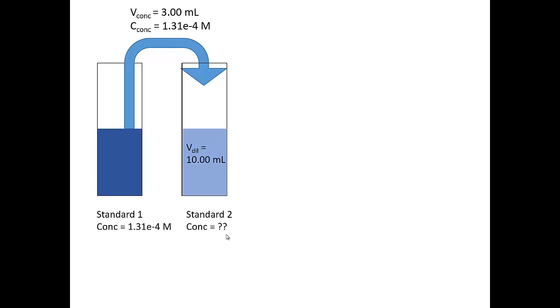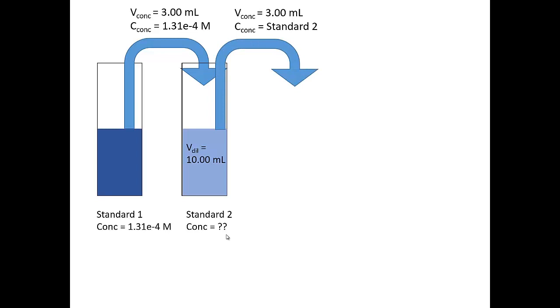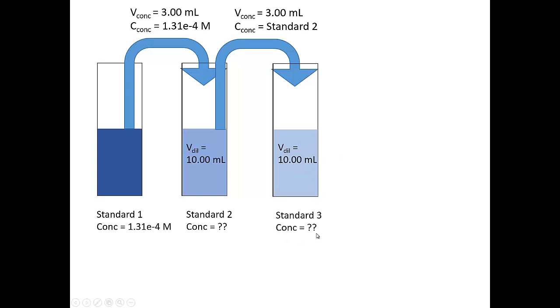But what if I then take some of standard 2 and dilute that? And this is where the serial part comes in. So if I then take 3 milliliters of this, I know what this concentration is because I just calculated it, and I dissolve it up to 10 milliliters. Can I calculate the concentration of my new standard? And of course I can, right? Because I have a volume, I have a concentration that I calculated here, I have a new volume, and so I can then calculate my concentration for standard 3. And of course you can just keep going, and that's where this concept of serial dilution comes in. All right, so hopefully this helps you in calculating your concentrations for Lab 5.